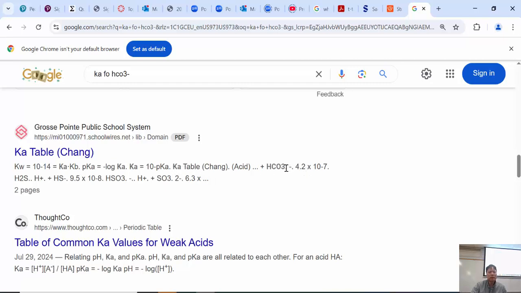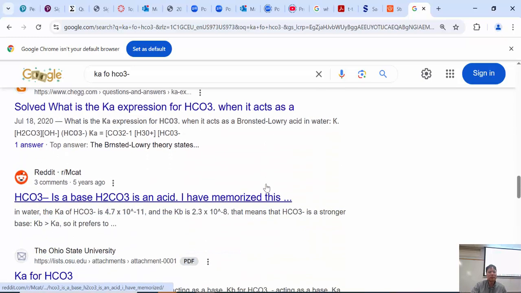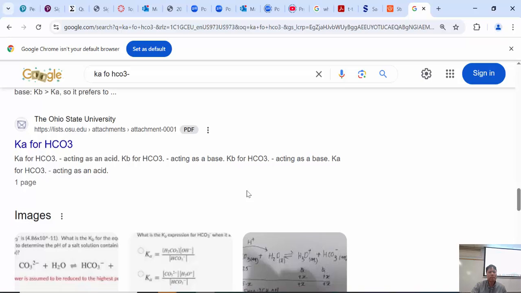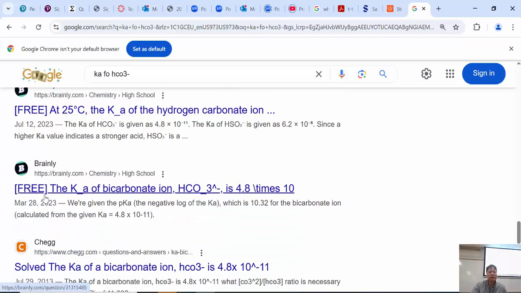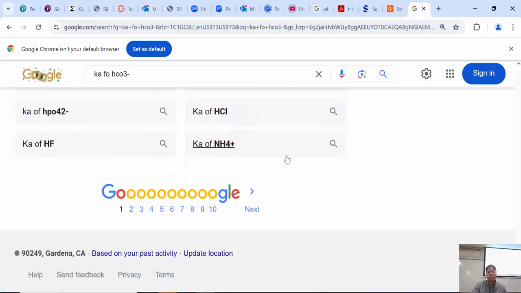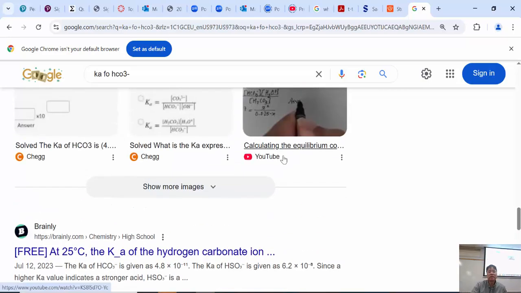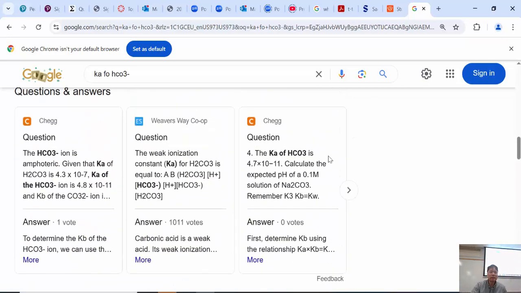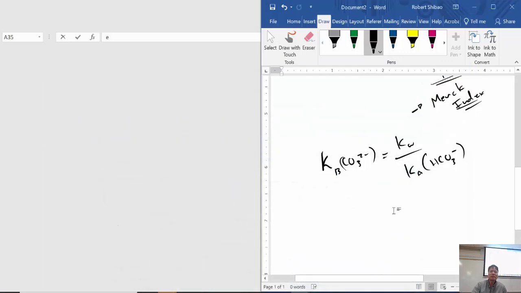4.2, can't be right. 4.2 times 10 to the minus 7. I think I'm misreading that. And so we could do a quick review and see. 4.8 times 10 to the minus 11 off Brainly. So which should you use, 4.8 or 4.7? Well, we'd look it up in the CRC. CRC is probably the latest reviewed. But we're just going to use the AI version here: 4.7 times 10 to the minus 11.